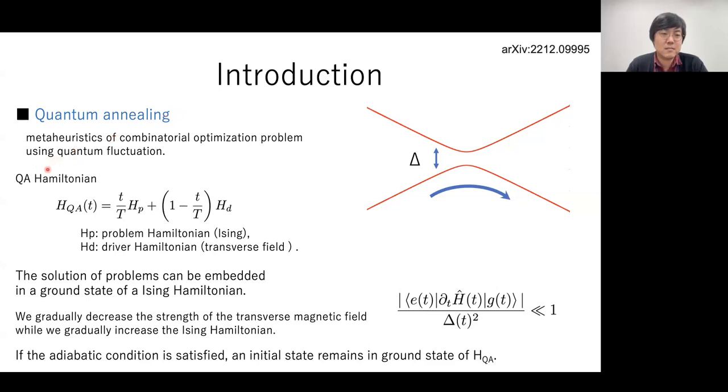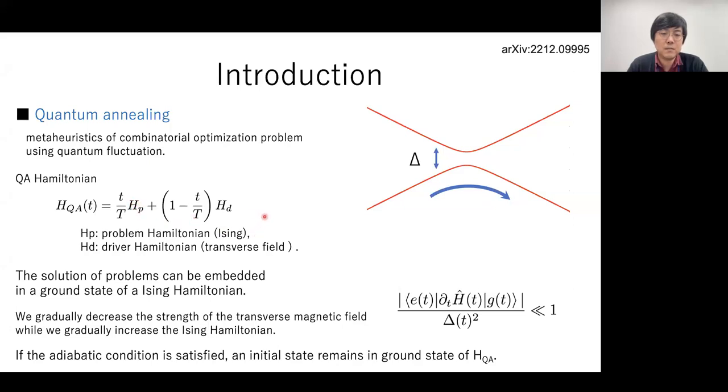And the quantum annealing Hamiltonian, we call it the QA Hamiltonian for short, is given by this form. Here, HP is the problem Hamiltonian, and HD is the transverse magnetic field, the so-called driver Hamiltonian. Typically, HP is represented as the Ising Hamiltonian, and the solution of such a combinatorial optimization problem can be embedded in a ground state of the Ising Hamiltonian.